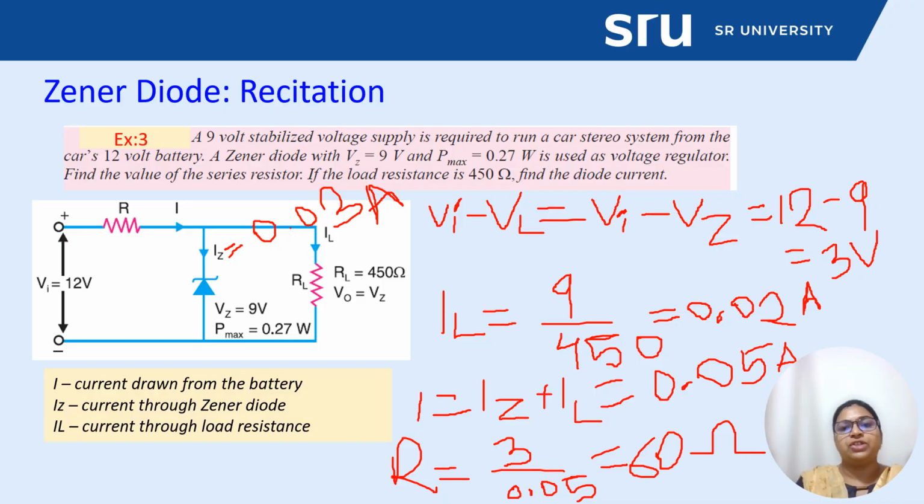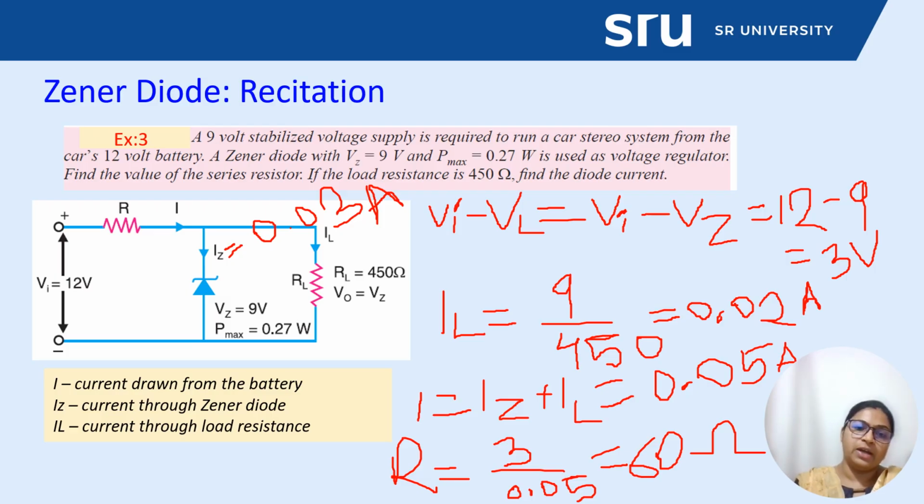First, the voltage drop across R will be nothing but Vi minus VL, that is equal to Vi minus Vz. It is given 12 volt and Vz is given 9 volt, so it will be 3 volt. Now the load current IL is basically the potential difference across RL, that is 9, divided by the load resistance, which is given as 450. So our load current IL will be equal to 0.02 amps.